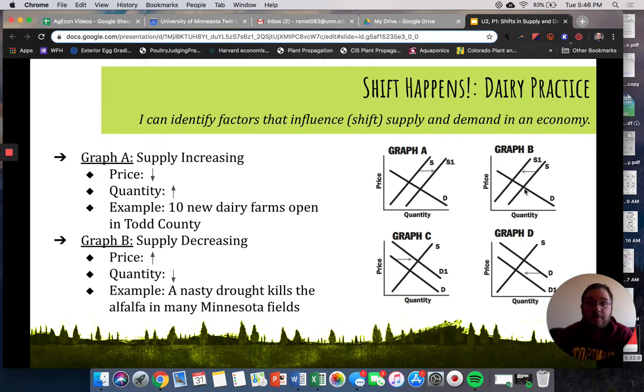Graph B shows supply decreasing. That's going to cause our price to drive up and our quantity to drive down. An example would be a nasty drought killing the alfalfa crop in many Minnesota fields. Okay, so again, to clarify, when we look at price and quantity, we look at the equilibrium. So what happens to that equilibrium price and quantity as a result of that shift?